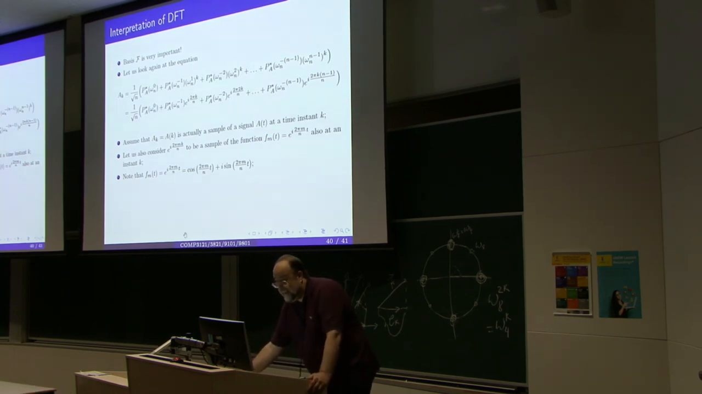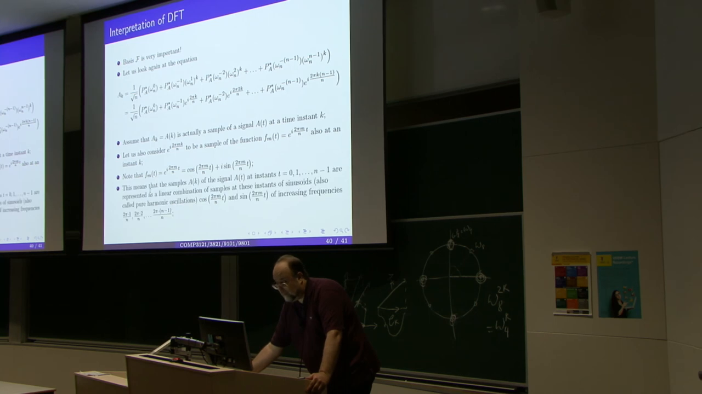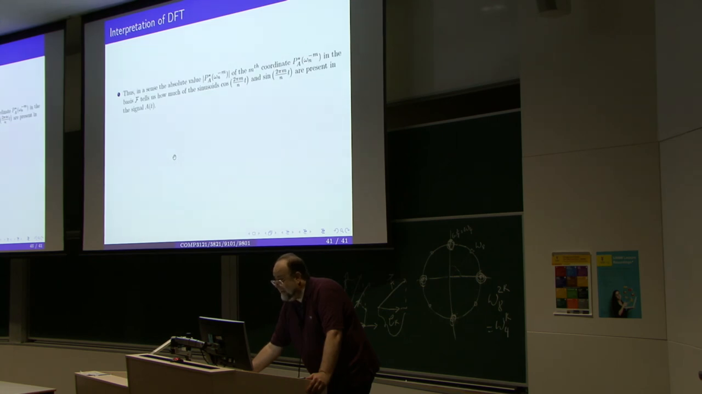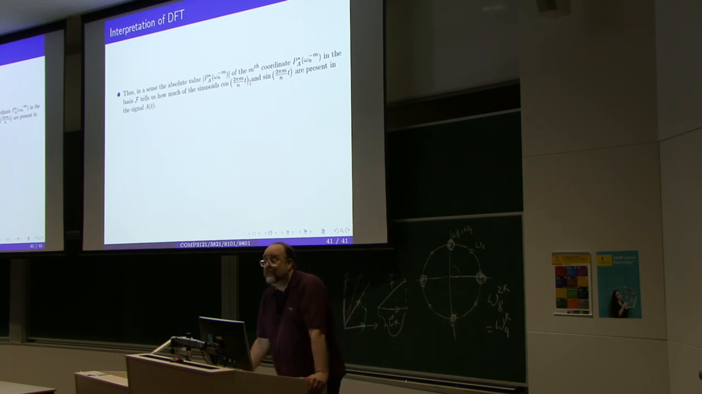So essentially, this means that when I find the discrete Fourier transform, I simply represent my sequence of samples of the sound as a linear combination of samples of these sinusoids. And as m grows, the frequency of the sinusoids increases.